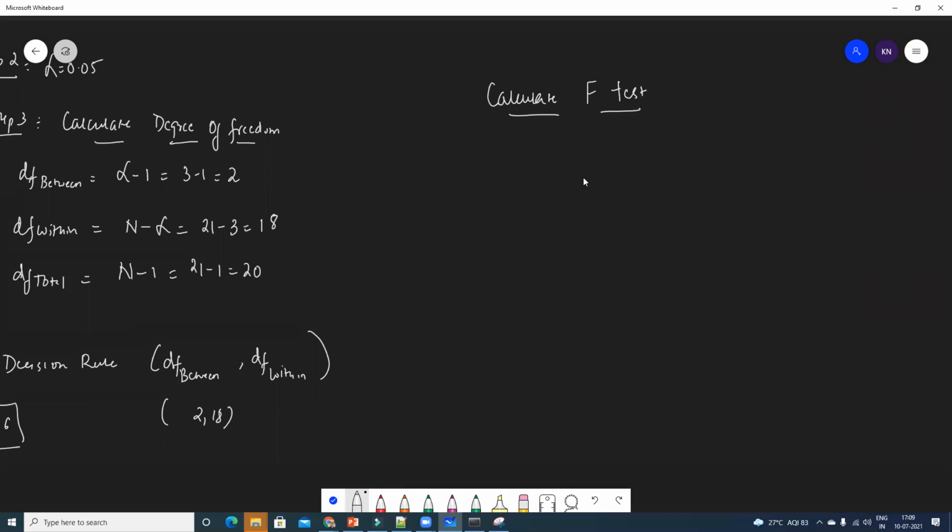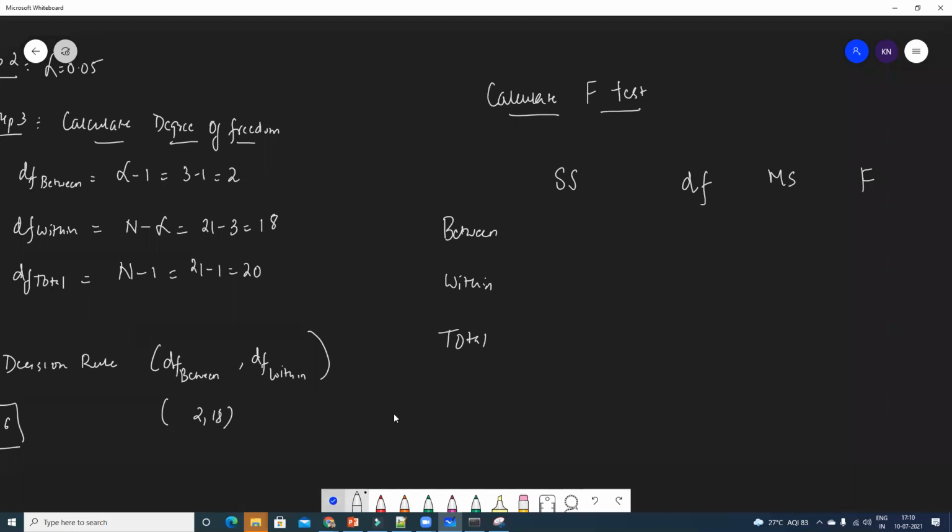So first of all, I'm going to create a table with fields: sum of square, then degree of freedom, then mean square, then F value. Okay, let's create this table. I'll talk about it. And then I will create 3 rows: one is between, within, and total. Because the dependency is on all these 3, right?